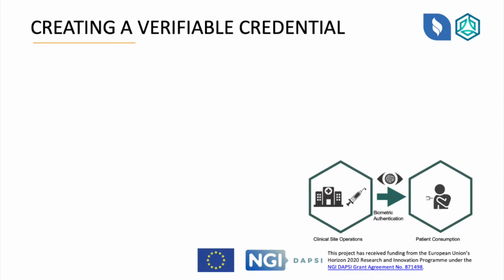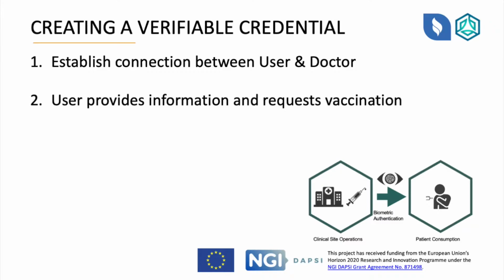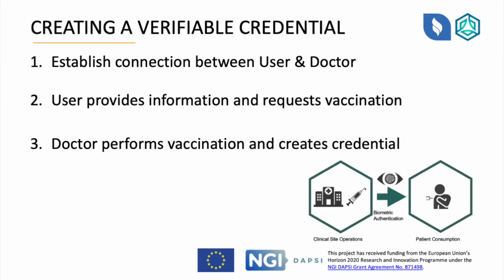For the first data flow, we demonstrate creating a verifiable credential for a yellow fever vaccination. This requires the user to establish a connection with the doctor, provide the necessary information for onboarding, and the doctor confirming the vaccination has been performed.